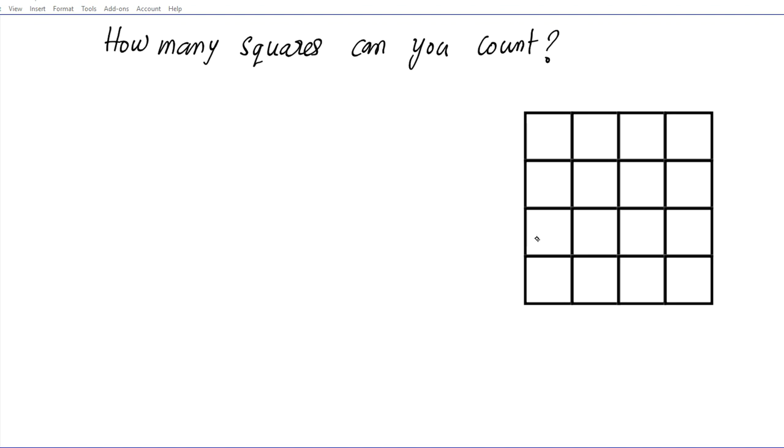So what I would like you to do, go ahead and pause this video at this time and then try and count as many possible squares or squares made up of squares that you can count in this figure right here. Write down the answer, click back on the play button so that you can see what the correct answer is.